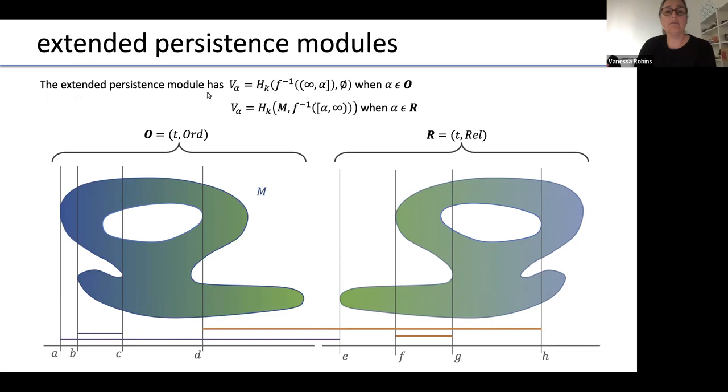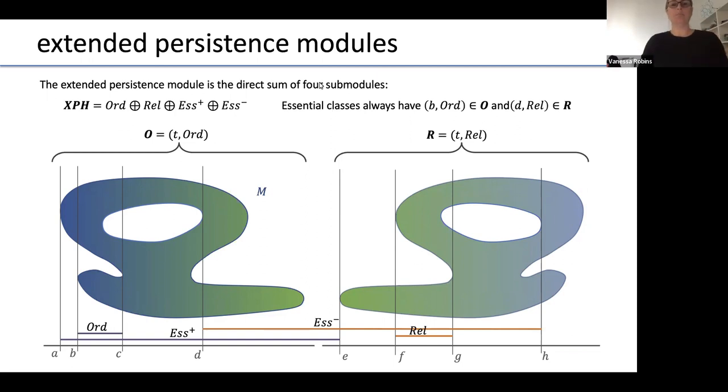And now the vector spaces in our module are going to be homology of a pair, because when sweeping through the lower level sets, the first half of the sequence, the homology is going to be the lower level set relative to the empty set, right? And then as we keep going, we get M relative to the upper level sets here, okay? So now we've just got a single sequence and it's all behaving very nicely with respect to a single parameter sweeping through, okay? So our parameter alpha is now a real number with a flag to tell me whether I'm in the ordinary part or the relative part.